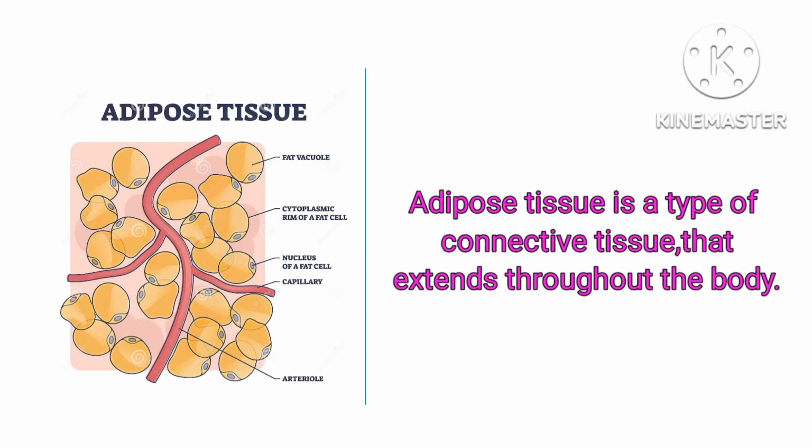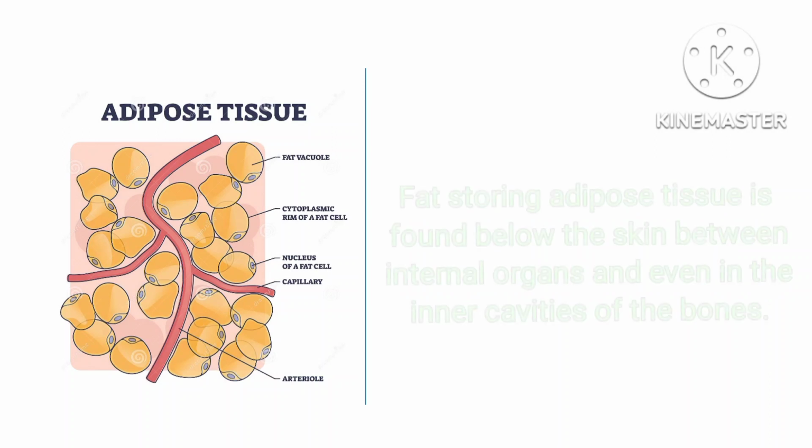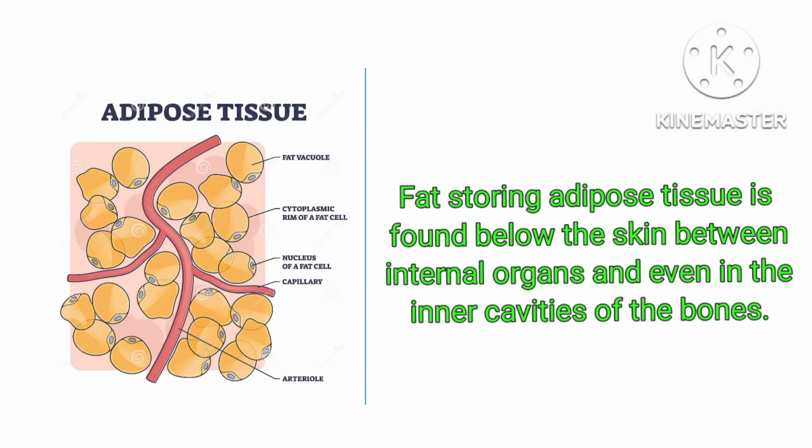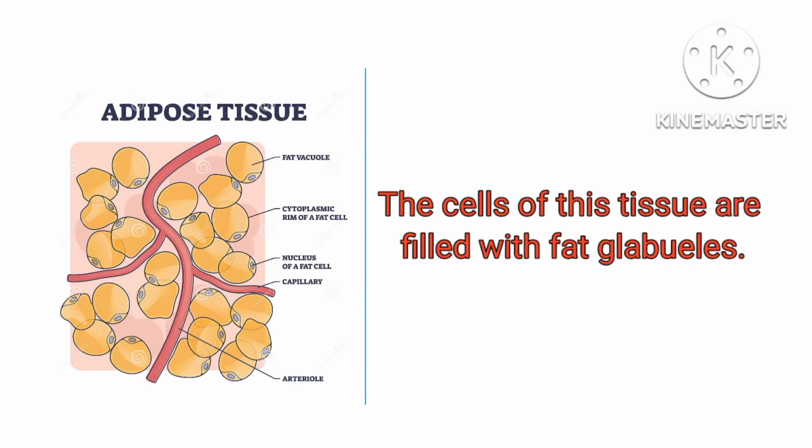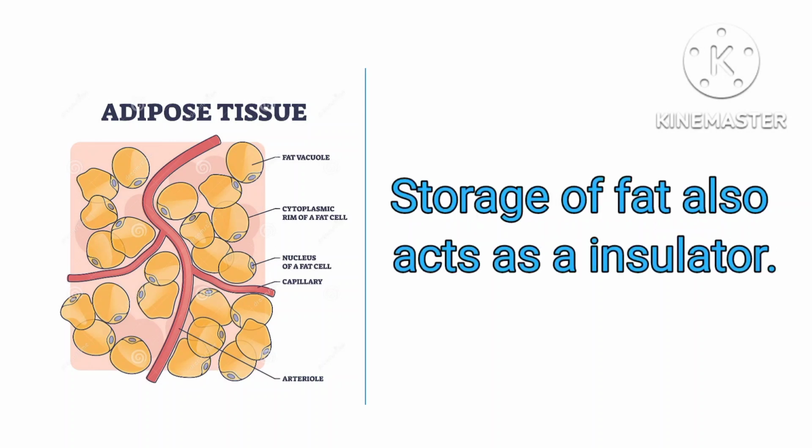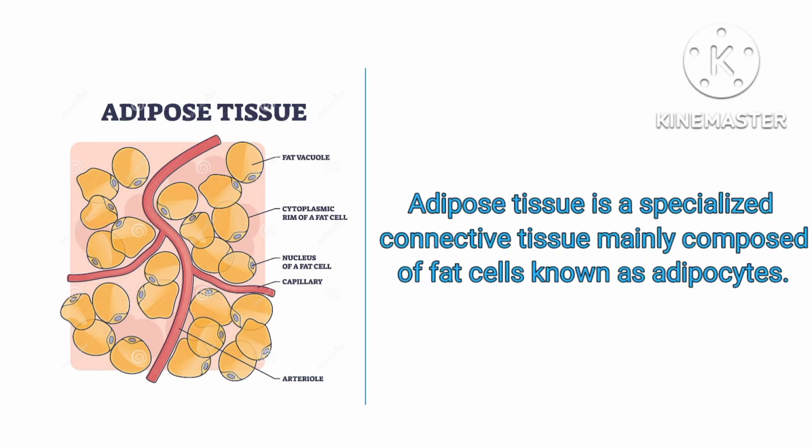Adipose tissue. Adipose tissue is a type of connective tissue that extends throughout the body. Fat storing adipose tissue is found below the skin, between internal organs, and even in the inner cavities of the bones. The cells of this tissue are filled with fat globules. Storage of fat also acts as an insulator.